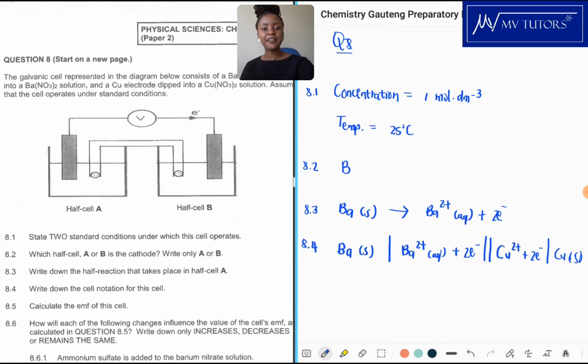If this section on galvanic cells or electrochemical cells really confuses you, you can go to our playlist. We've covered it there. So we have written down the cell notation for the cell.